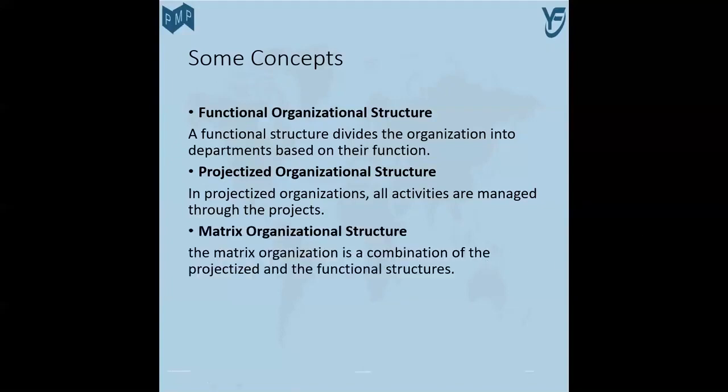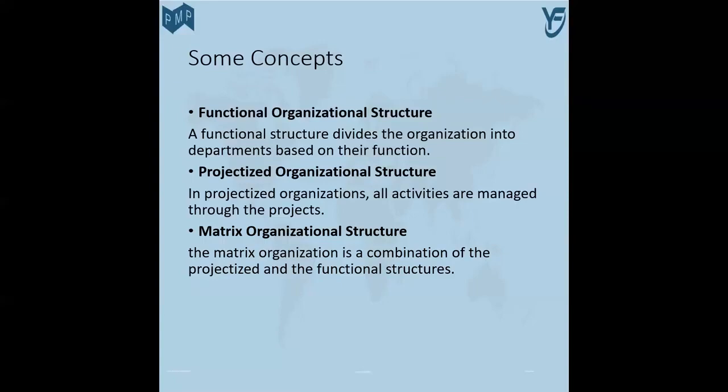So the projectized structure is totally opposite of the functional structure. The third one is the matrix organizational structure, and the matrix organization is a combination of projectized and functional structure. So you can say that in a matrix structure, the authority of the functional manager flows downwards, and the influence of the project manager flows horizontally. So that is why it is called a matrix organizational structure.